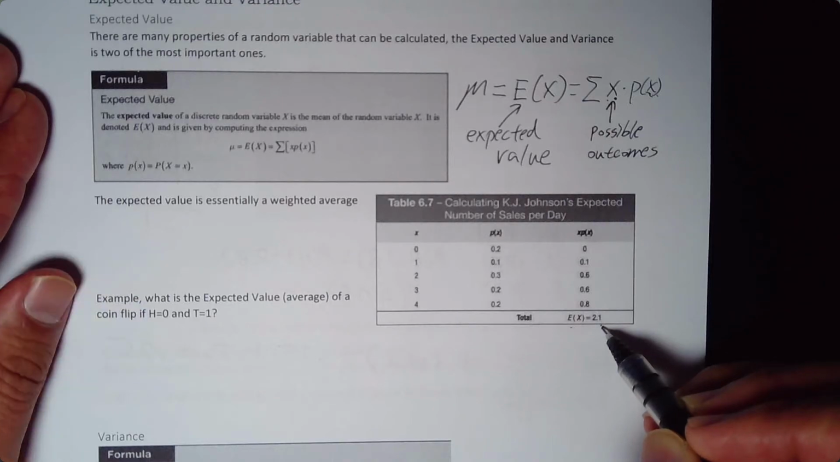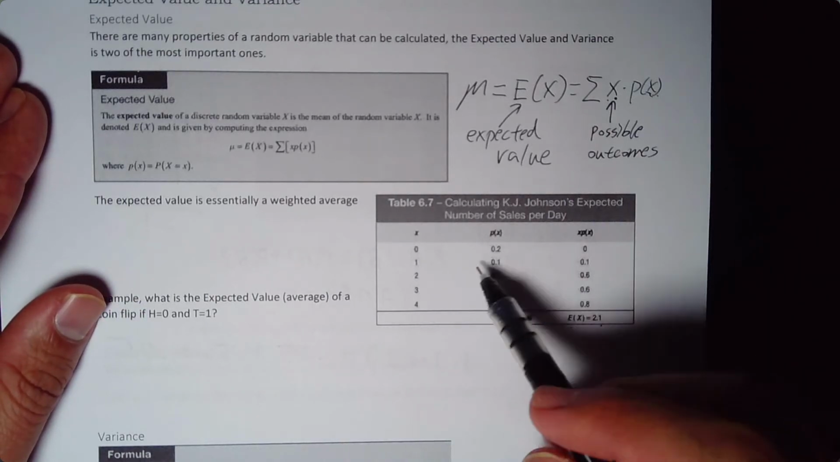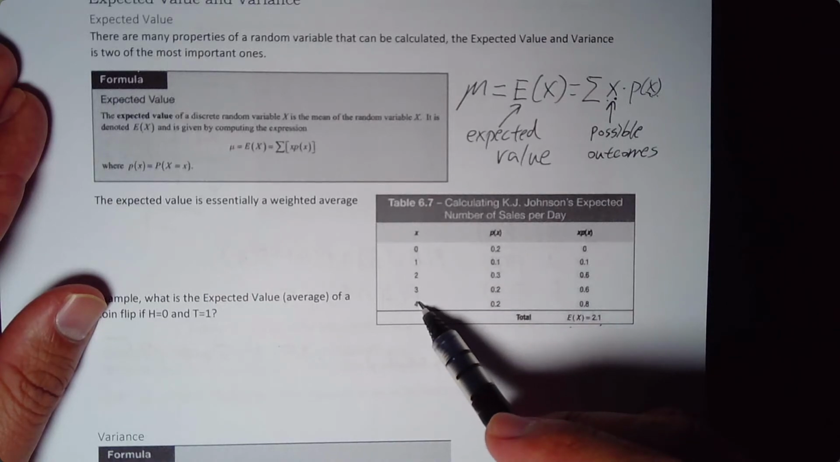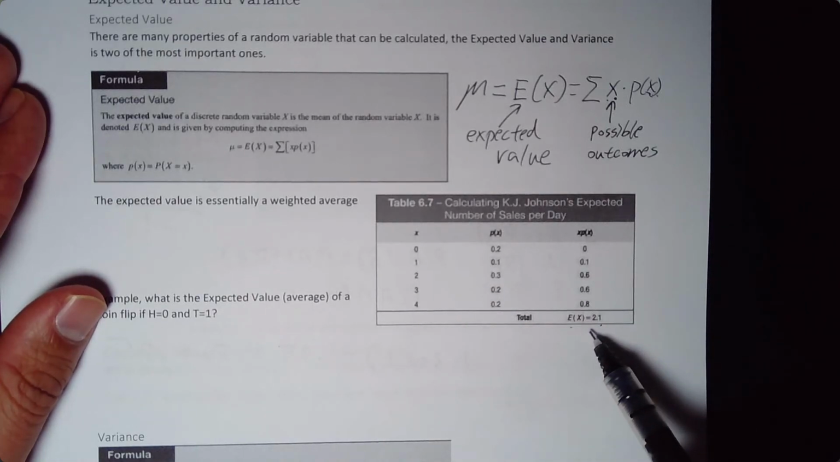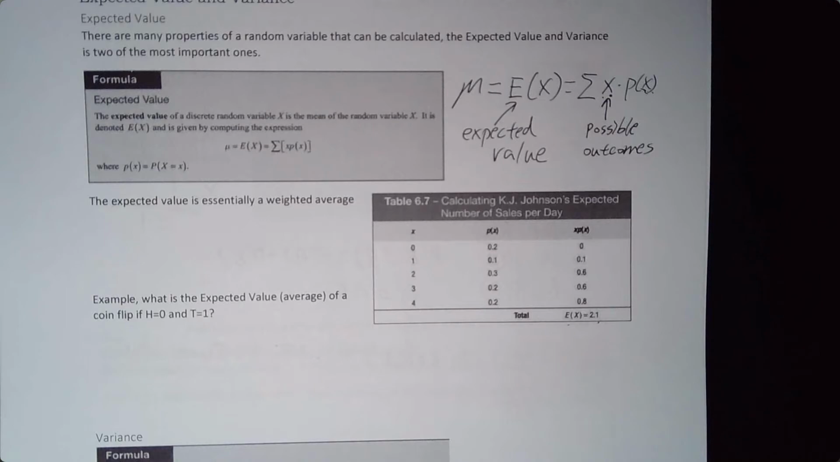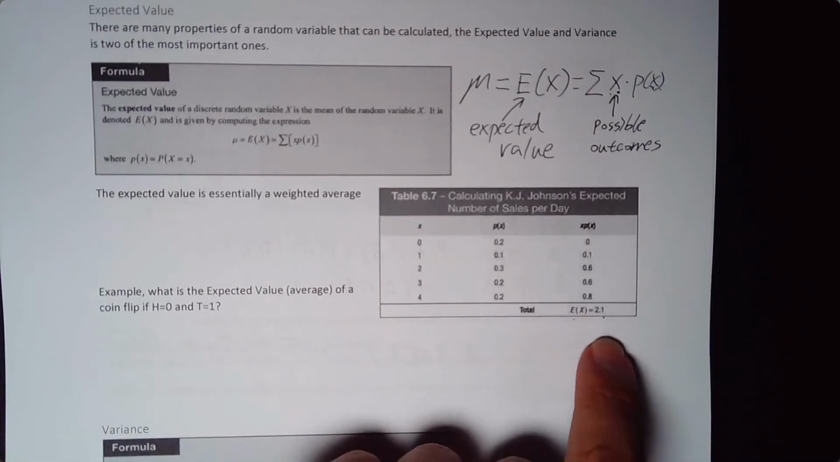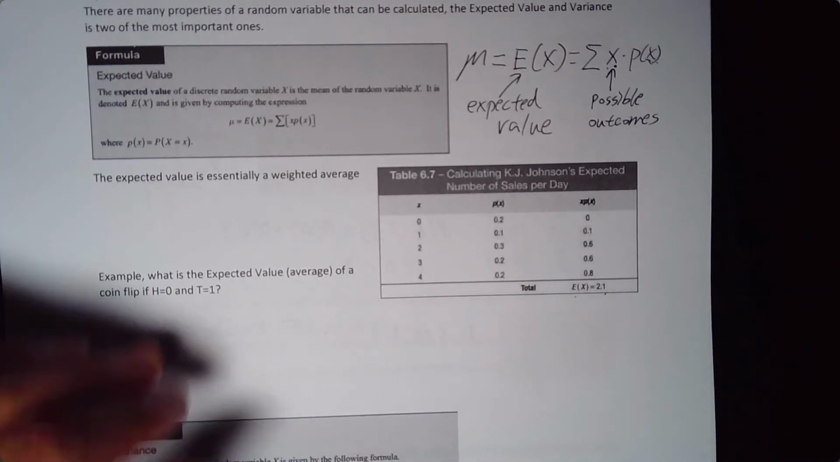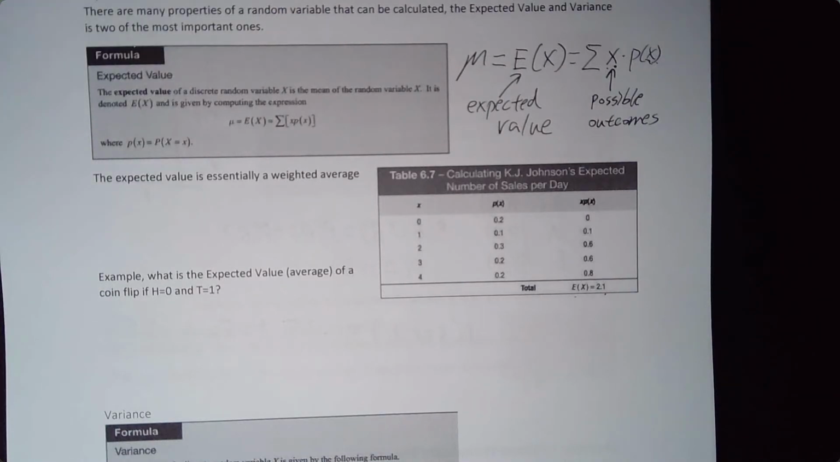What that means is the average number of sales per day is 2.1. We can also say, if I randomly pick a day, what is the expected number of sales? Then we will also say 2.1. Expected value, we can interpret as what we expect to see.